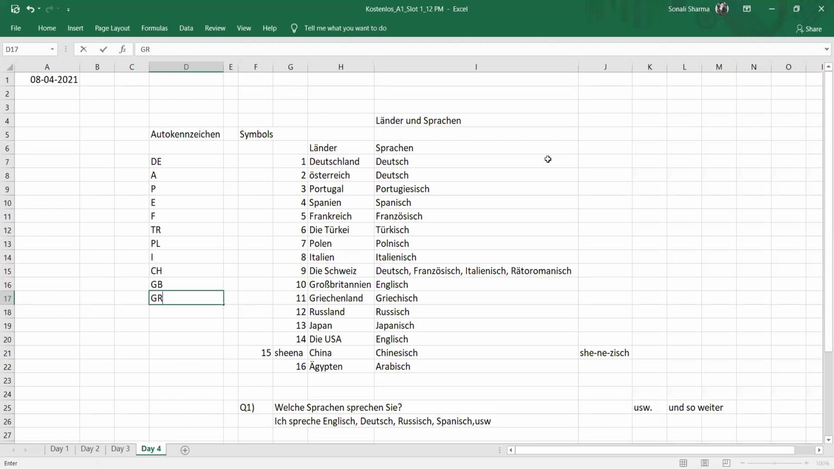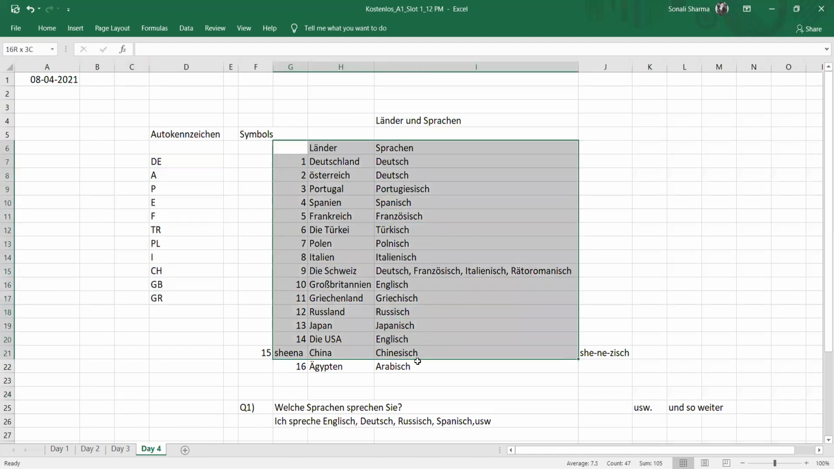We have only 10 minutes left. Okay, so coming to the next part. Russland, we are going to skip this part. Japan, we are going to skip. Then comes the USA. Again, we are going to skip this. China, Ägypten, we are going to skip all this. So these were the major Autokennzeichen that we are going to learn, and these were the languages.